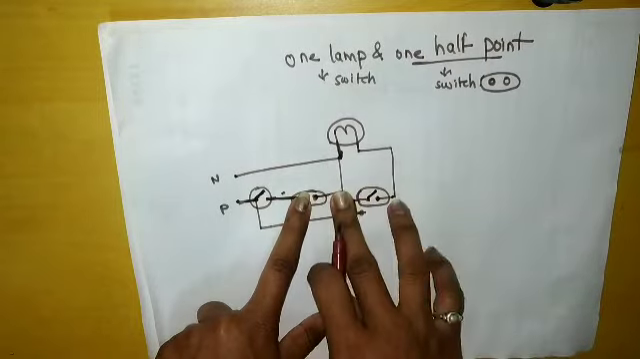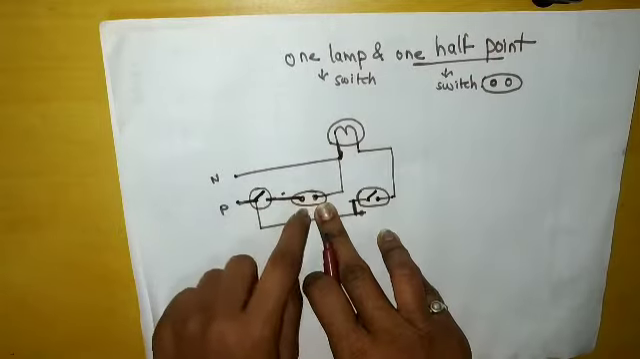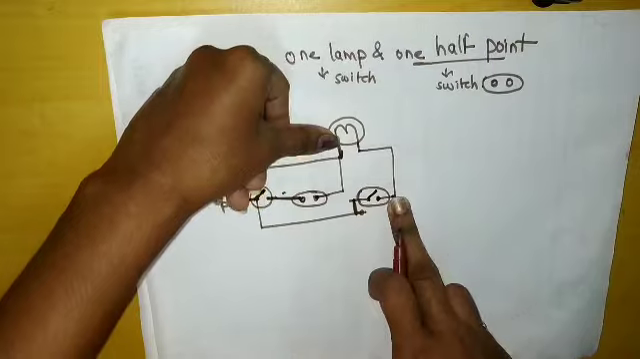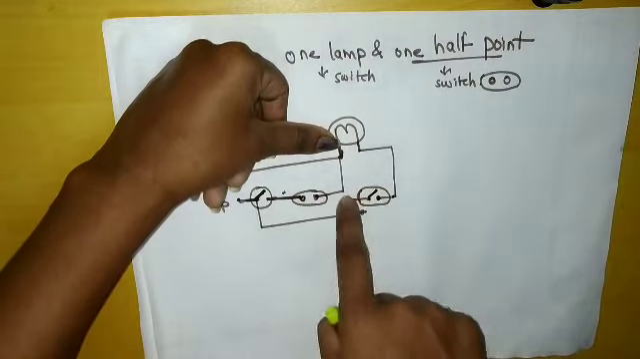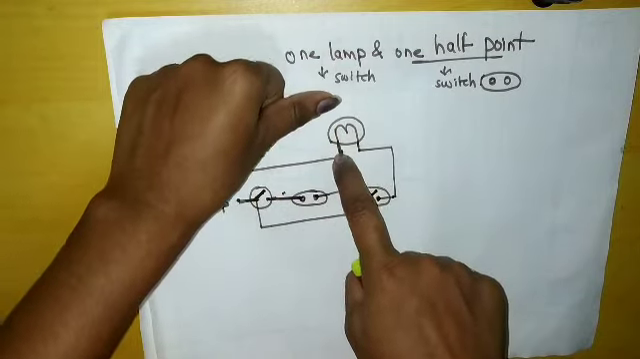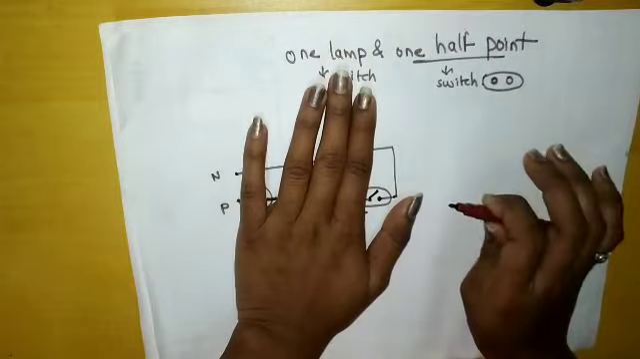So we have given neutral to this point, right? And for this lamp the neutral is from here, and for phase we have given it from here. So whenever we turn on, this lamp will get connected in the circuit and it will glow. So this is about one lamp and one half point.